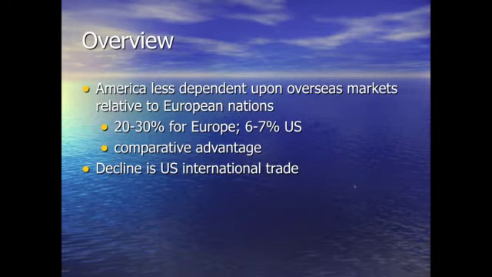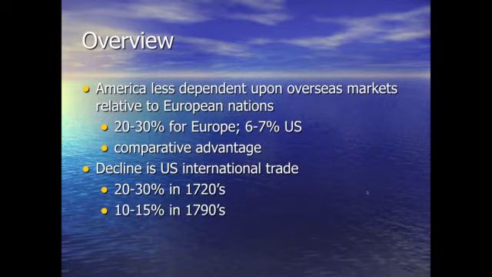Also, there was a decline in international trade as a whole for the U.S. So just realize that really points to the fact that the domestic market was developing more quickly than overseas markets in the United States. So 20 to 30% in 1720 and down to 10 to 15% in 1790. So it's becoming less and less important. So realize that the domestic market is increasing during this time period, probably much more quickly than external markets in the United States.